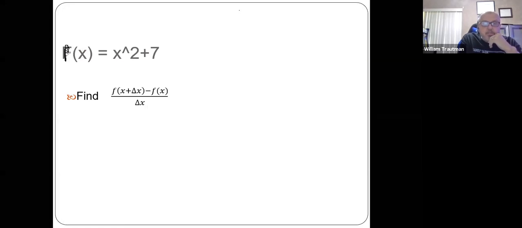When we deal with a function, we use small letters. F doesn't necessarily mean function. It just means it's the function f. So that's f of x, x squared plus 7. And it says find this.